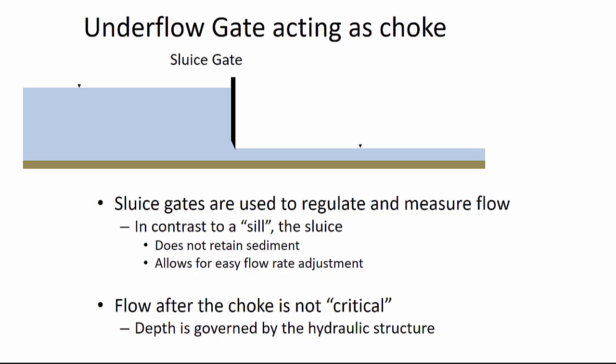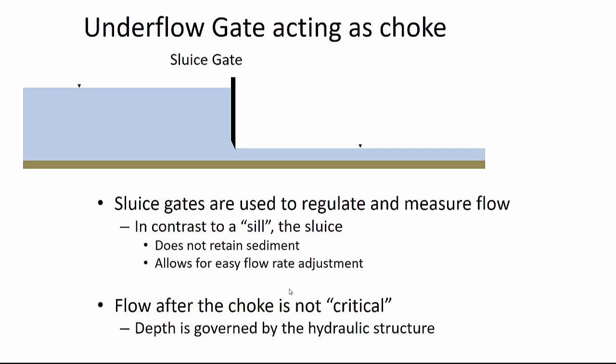But what makes them a little different from the example I just showed you of the other obstruction is that in the case of that other obstruction, when there was pooling upstream, it was followed by critical flow downstream. In other words, the energy accumulated upstream until there was just barely enough to provide critical flow over the obstruction. In this case, there isn't critical flow after the choke. The choke is this gate, and the flow conditions downstream aren't governed by needing to be at the minimum specific energy, but are governed by the hydraulic structure itself.